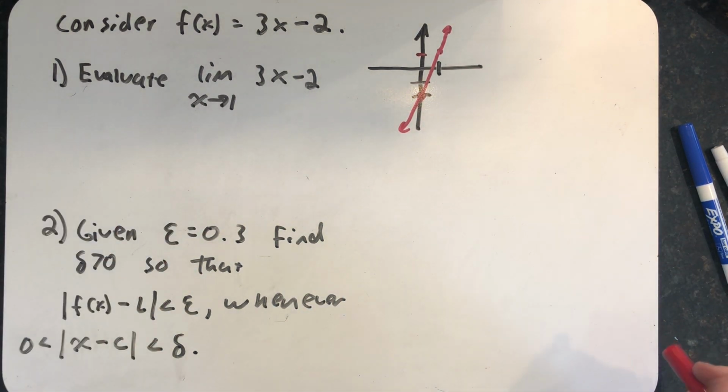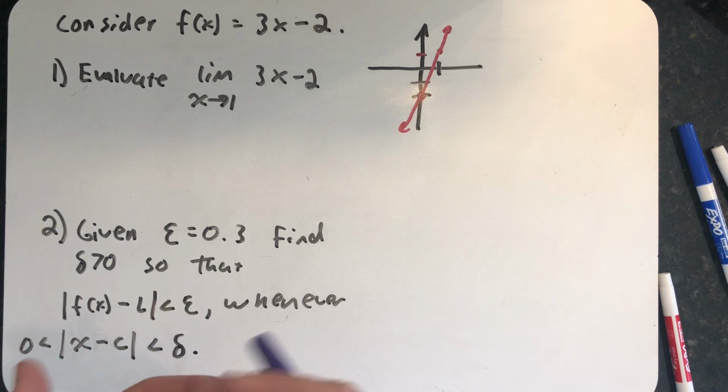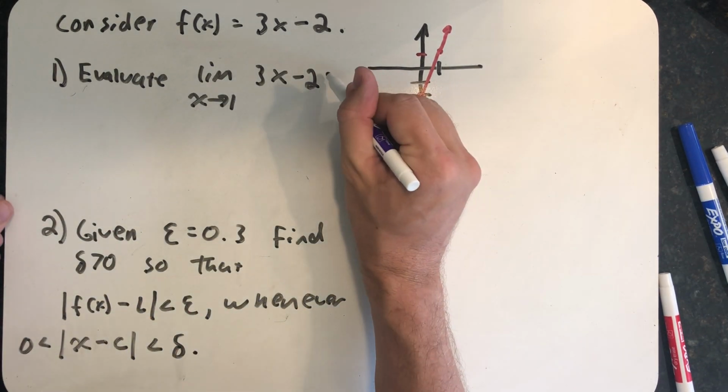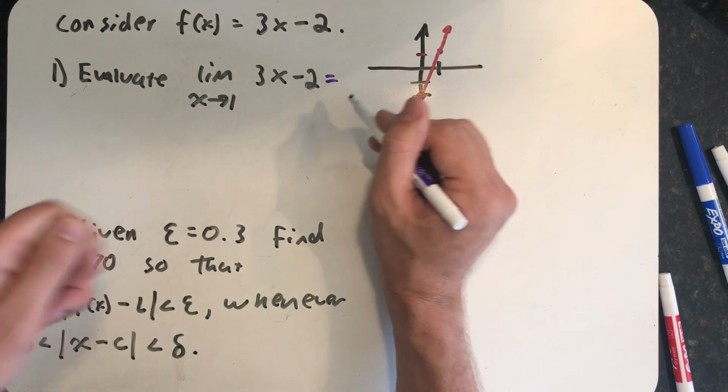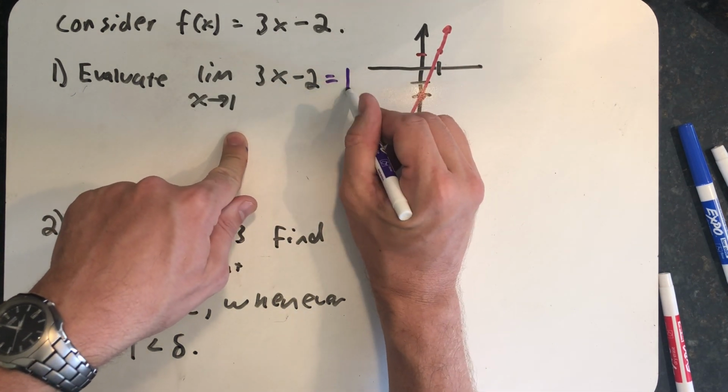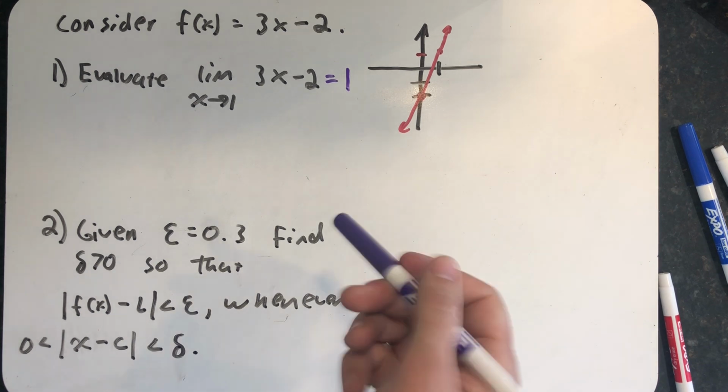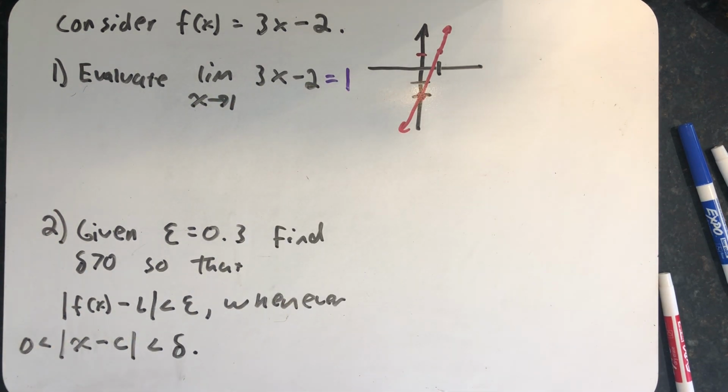I'm asked to evaluate this limit, and that's just what we've been doing, right? Linear functions are polynomials. I know I don't have to worry about any hops, skips, breaks, or jumps. They're continuous, and I get to just evaluate the function to find the limit. So 3 minus 2 is 1. All right, so I've satisfied the instructions there in part 1. The limit as x approaches 1 of 3x minus 2 is 1. Kind of a boring function.